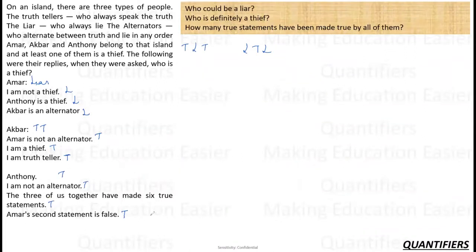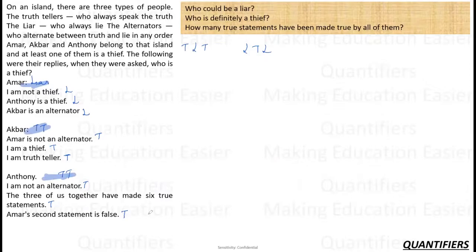Now let's see whether the data is consistent or not. He says together all of us have made 6 correct statements. So if I count statements 1, 2, 3, 4, 5, 6, this is correct, right? Now nothing is contradicting, which means this is my final result. He is a liar, he is a truth teller, he is a truth teller. There is no alternator in the pack.